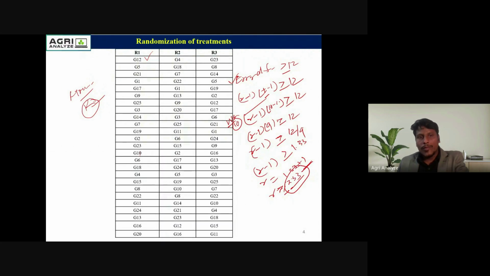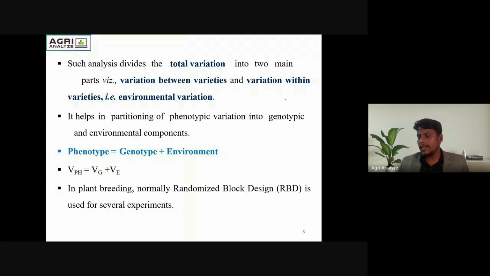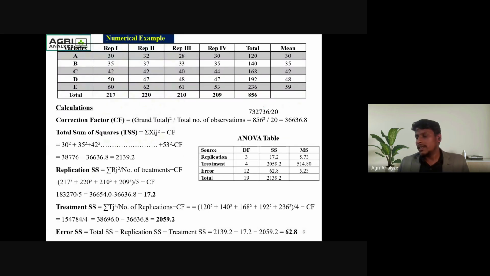Coming to the next slide. In this type of analysis, the total variation is divided into two main parts: variation between varieties and variation within varieties, which is also called the environmental variation. You know that phenotypic variance is equal to genotypic plus environmental variance. So RBD is widely used in agricultural research. This is a numerical example of the RBD. The main objective of this numerical is to show how to make the ANOVA table.